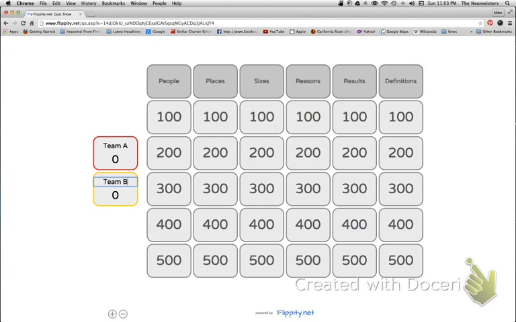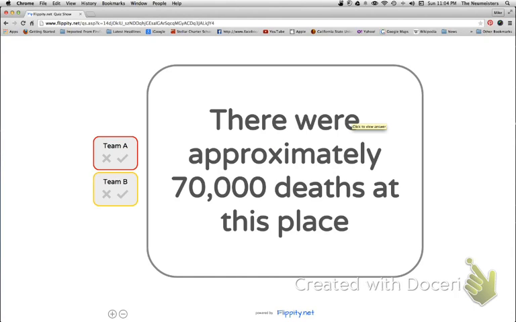Okay, as you see, we're going to go ahead and take one of the categories. Let's say Team A chooses to go for results for 100. So they click on results for 100. There were approximately 70,000 deaths at this place. And the answer would be, where is Hiroshima?